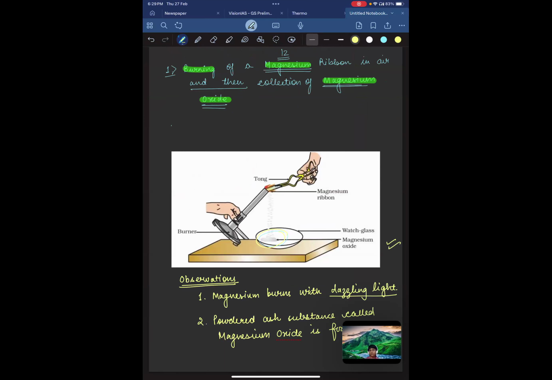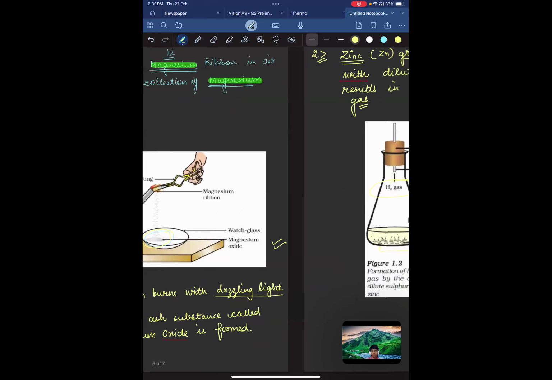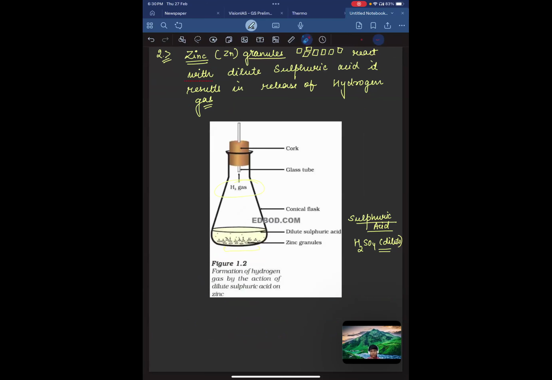So, from these three activities, we can say that there are some specific observations which can help us determine whether a chemical reaction has happened or not. For example, we are doing this reaction. We are adding zinc granules and dilute sulfuric acid, and we are waiting. We see that there is no release of hydrogen gas. So till that time, we can say that no chemical reaction has happened. But as soon as we see that hydrogen gas is released, we can say that some chemical reaction has happened.